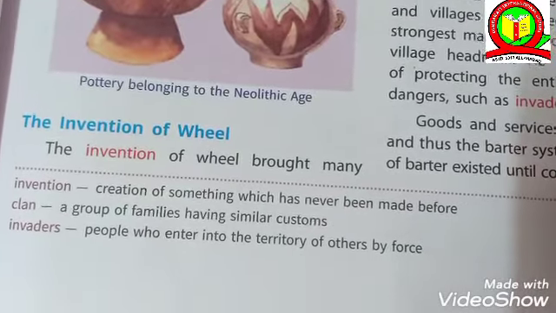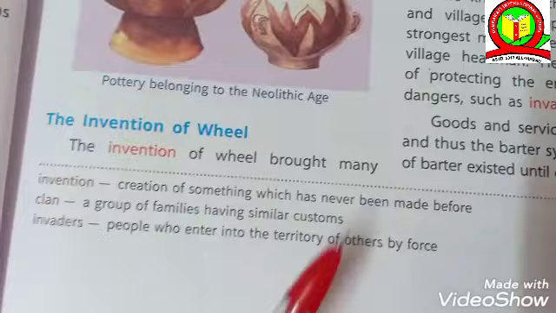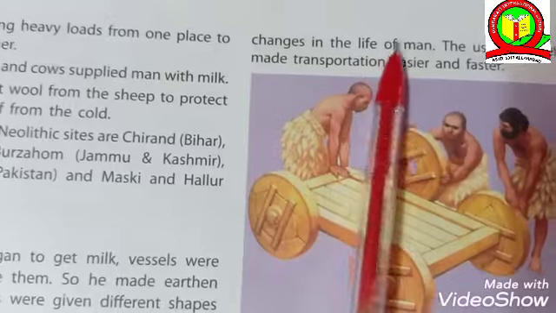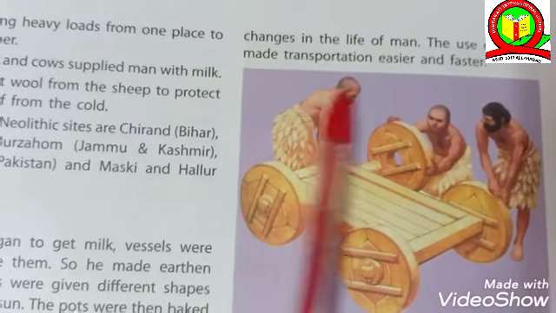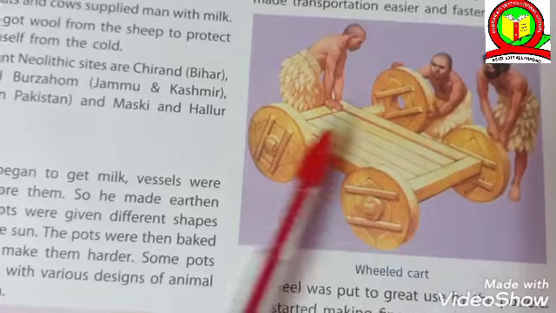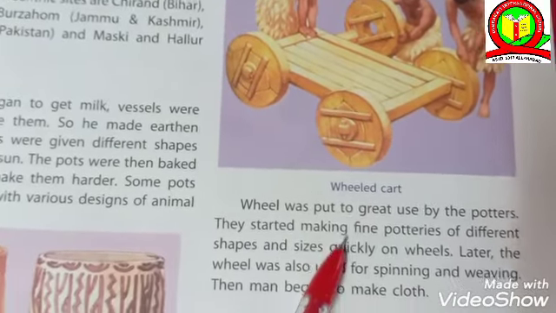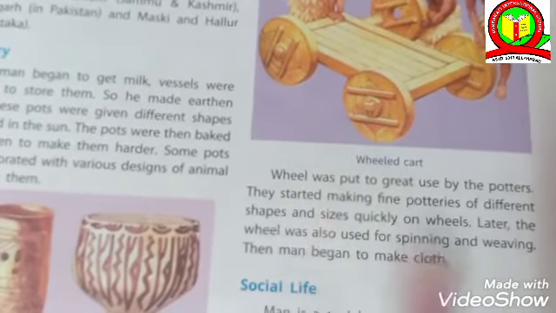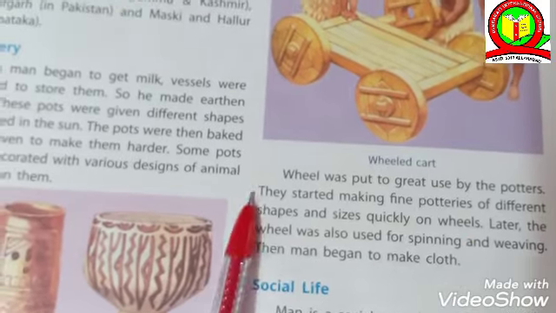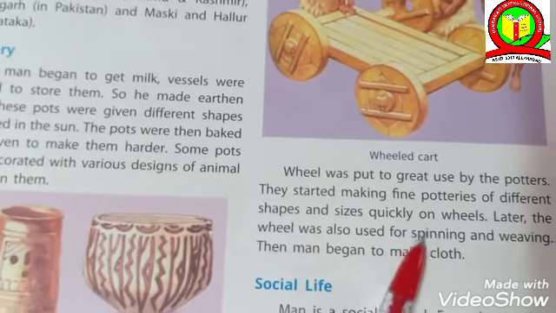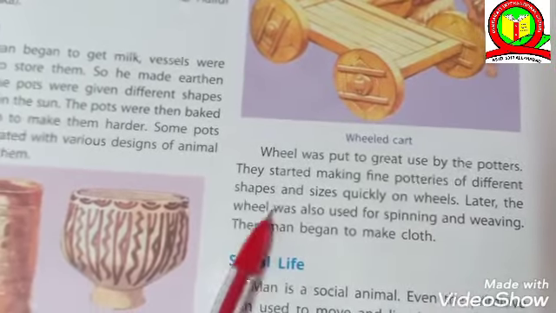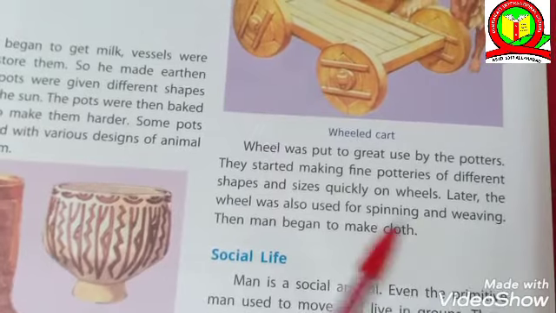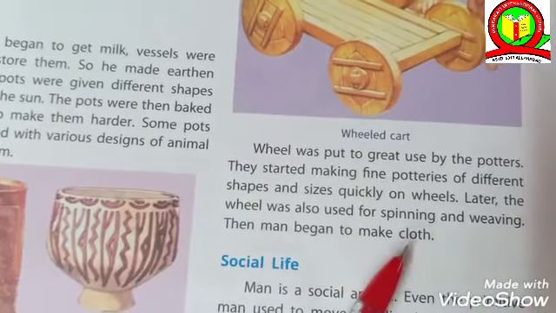The invention of the wheel. The invention of the wheel brought many changes in the life of man. The use of the wheel made transportation easier and faster. The wheel was put to great use by the potters. They started making fine pottery of different shapes and sizes quickly on wheels. Later, the wheel was also used for spinning and weaving. Then man began to make cloth.